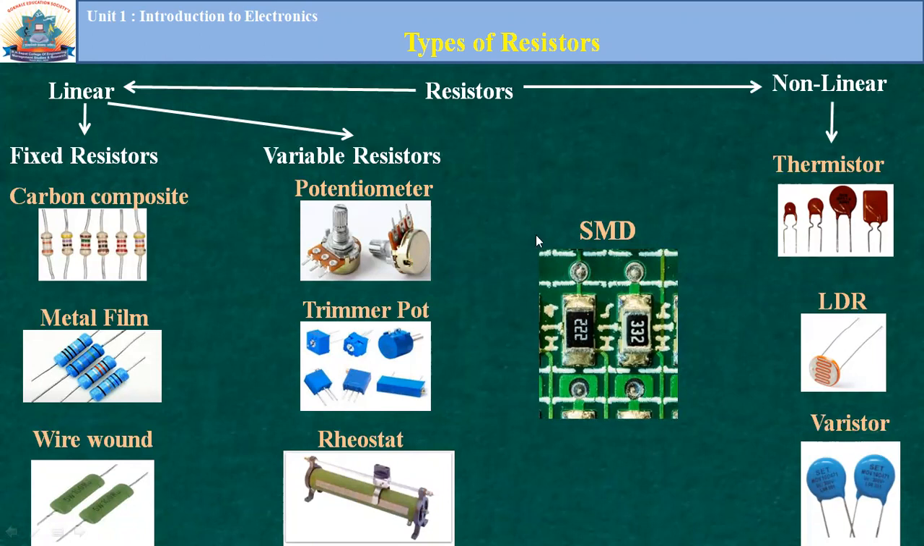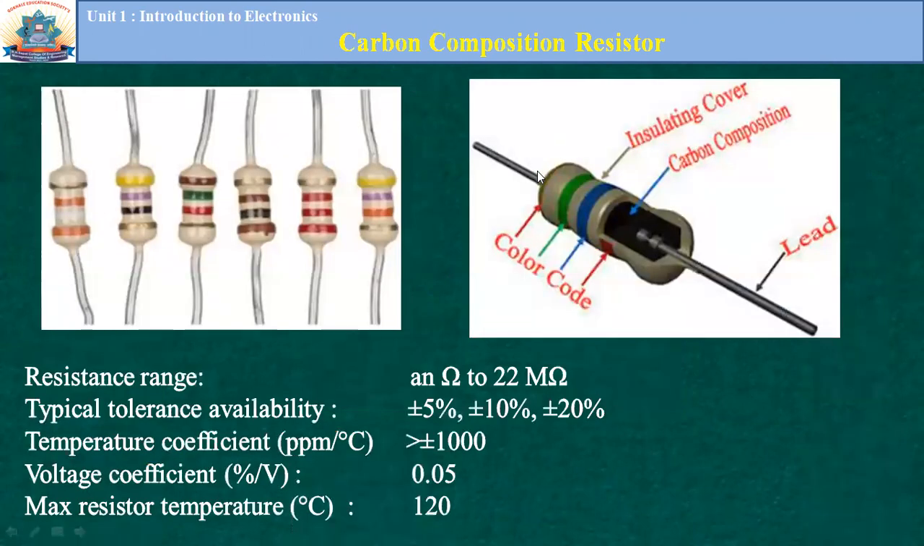Again, we have an advanced type of resistors, like surface mount device type resistors. We have seen this type of resistors in very compact PCBs. Let us see a fixed type of resistor, that is the carbon composite resistor. You may have seen this resistor many times, which has a color code on it.